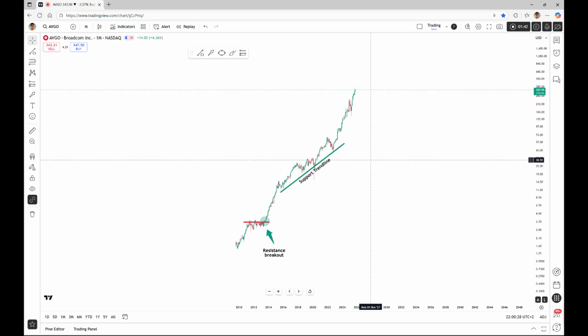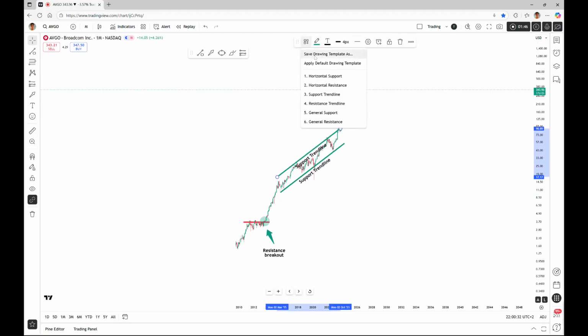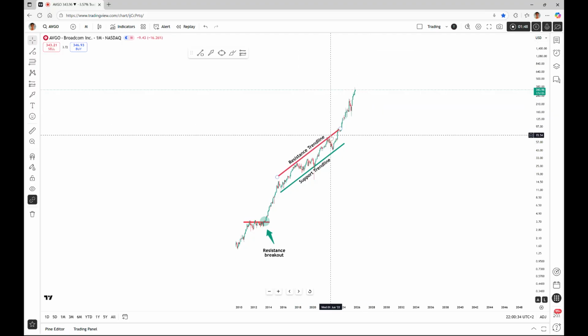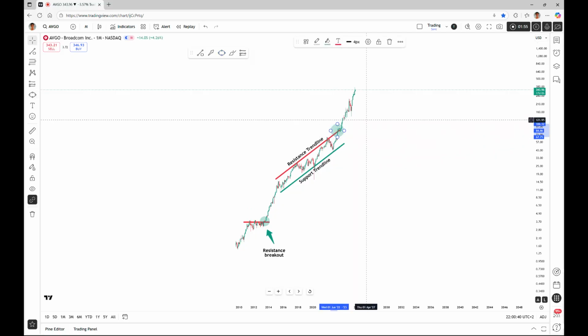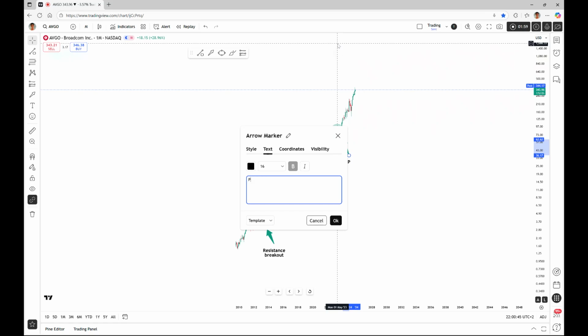formation, where on the one side we had this lower green support trend line, on the other side we had this upper red resistance trend line. You can see for quite some time Broadcom has been respecting this rising channel formation, but then just 2 years ago in 2023, Broadcom actually created the parabolic breakout.